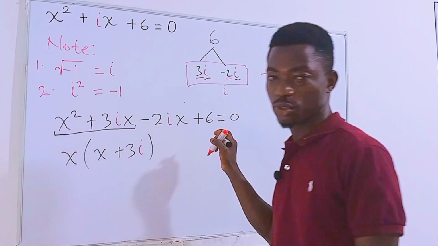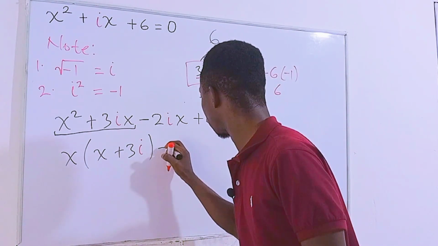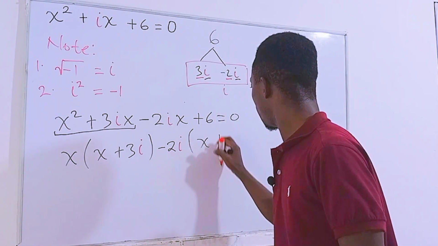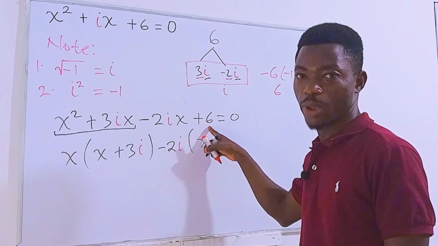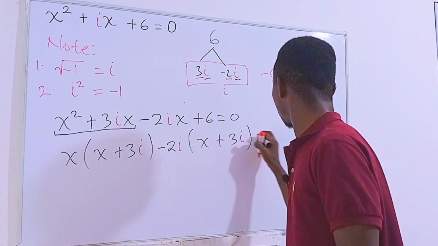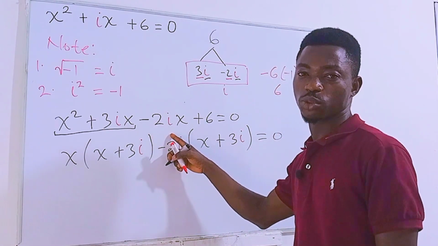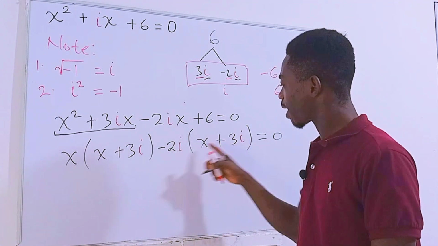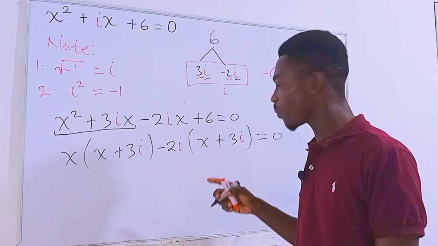Then from the remaining two terms, we have to be very careful. We can factor out -2i, just like that, -2i. Then the inside will be left with x, then plus, of course, this is really important, we have +6 right here. We have to be careful. In fact, this will be 3i. And if you want to see that you are correct, you need to multiply it back. -2i times x, we have it right here, -2ix. Then -2 times 3, that is -6. Then i times i is -1 times the -6, making +6. So we are good to go.